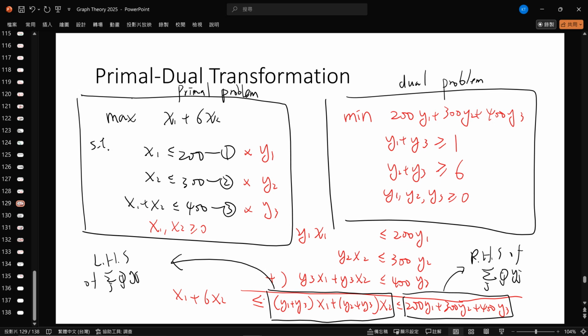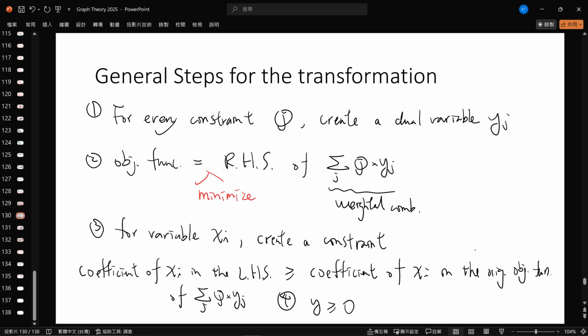So that is, we have to consider the left-hand side. The coefficient in the left-hand side should be at least the coefficient in the original objective function. So the coefficient of xi in the left-hand side of the weighted combination should be at least the coefficient of xi in the original problem. And finally, we have to make sure that all the dual variables are non-negative.